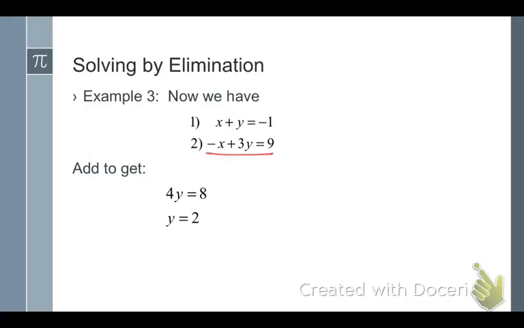So because I've changed the second one, when I add these, I get a 0 plus 4y, and then there's the 8. So I get 4y equals 8. Divide both sides by 4, and I get y is 2. I need to find x now. I found y first in this case.